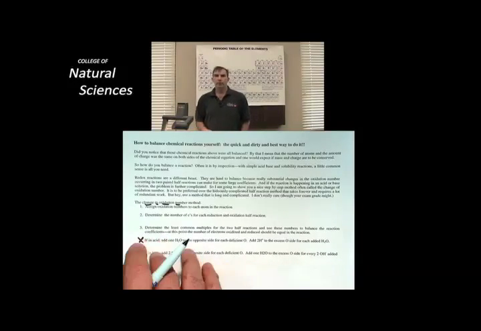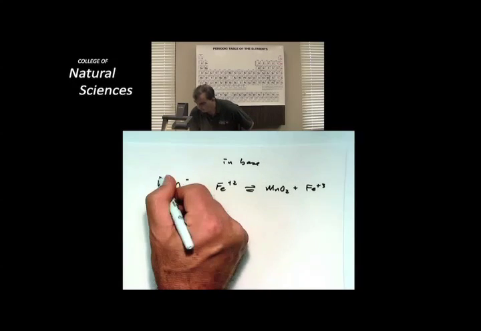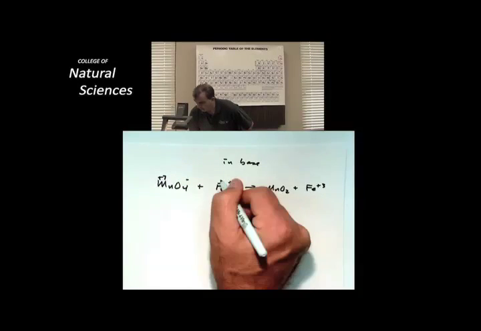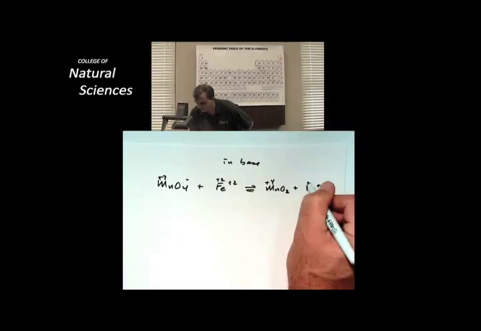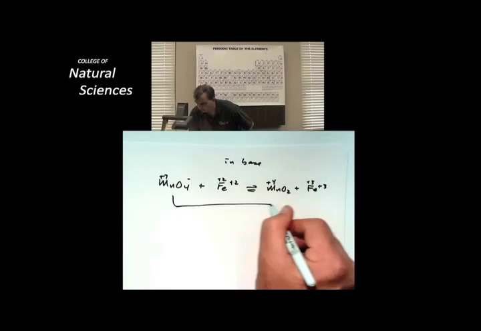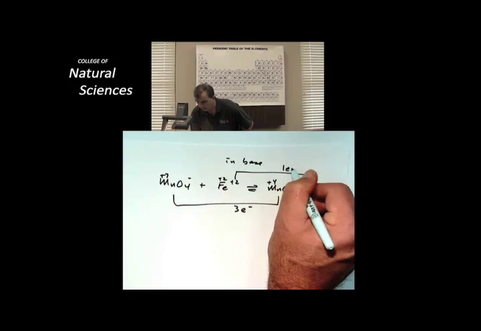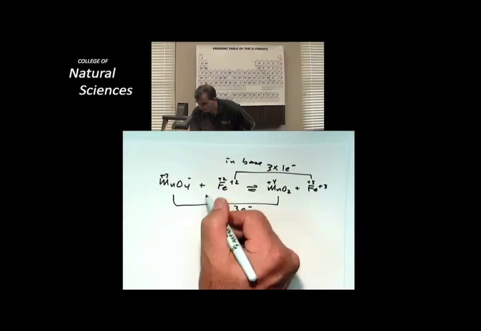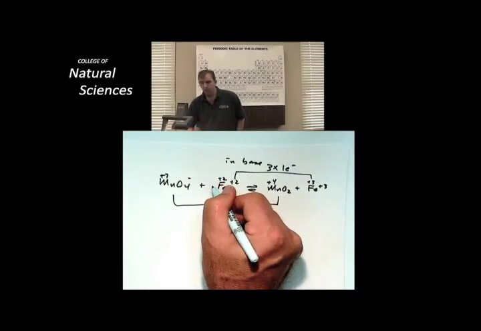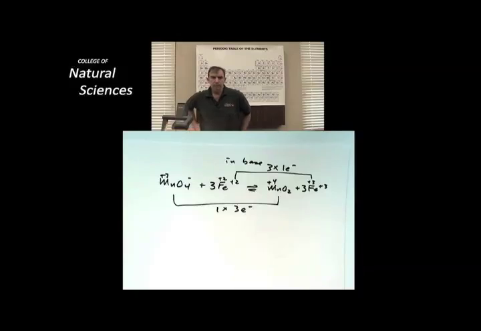Step 1, the oxidation numbers. This is plus 7. This is plus 2. This is plus 4. And this is plus 3. So this is a 3-electron process here. This is a 1-electron process here. This one gets multiplied times 3. This one times 1. Therefore, when I'm all done here, I put a 3 in front of the irons, not a 5, and a 1 in front of the permanganate and the manganese dioxide.